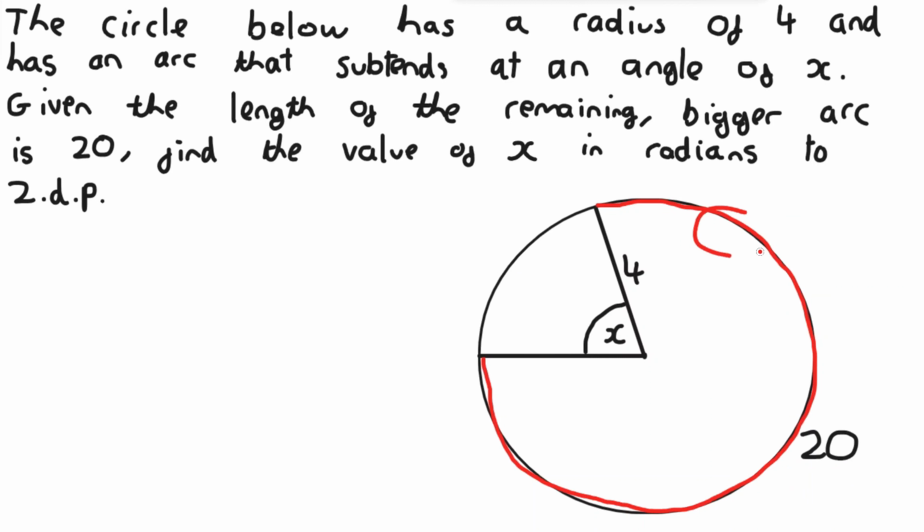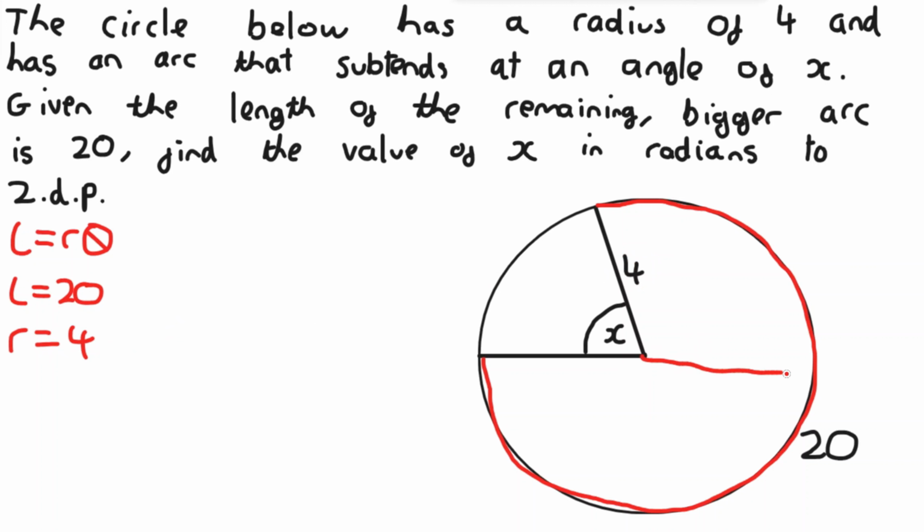So let's focus on this arc to start off with, the bigger one. Remember, the length of an arc is L is equal to r theta. Well, we know the length of this arc here. We're not including this section here. It tells us it's 20. And we also know that the radius of the circle is 4. The radius of the circle is the same throughout, so this is still going to be 4 here.